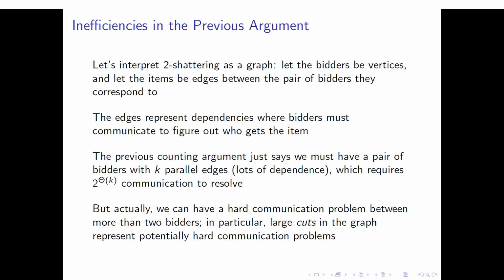But this is wasting too much in some sense, because it's ignoring pretty much all of the items and bidders. So instead, what we found is that the right notion of difficulty of communication to consider is the presence of large cuts in the two-shattering graph. If you think about it, large cuts pretty much indicate that there is some large number of items in contention between the bidders, and they're going to need to do a lot of communication to figure that out.